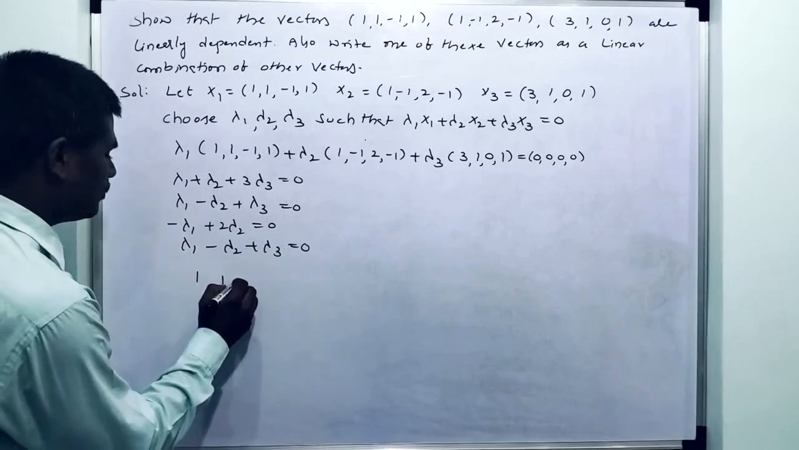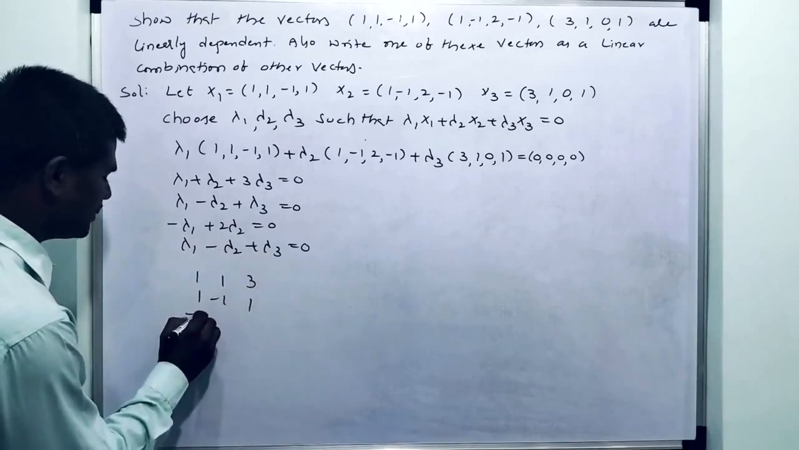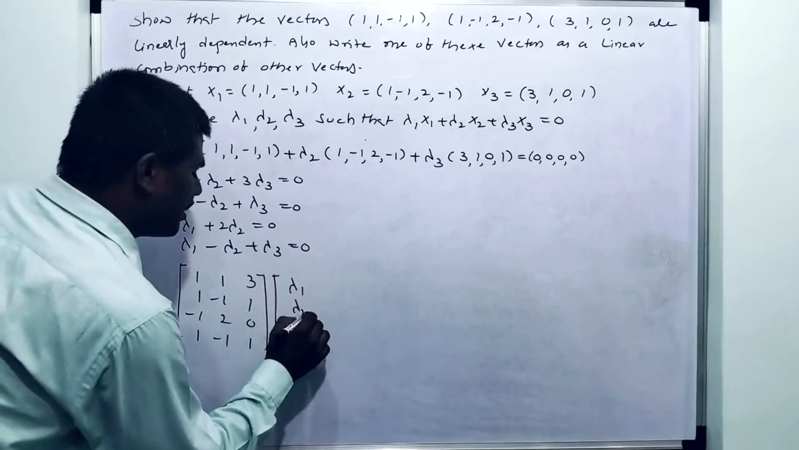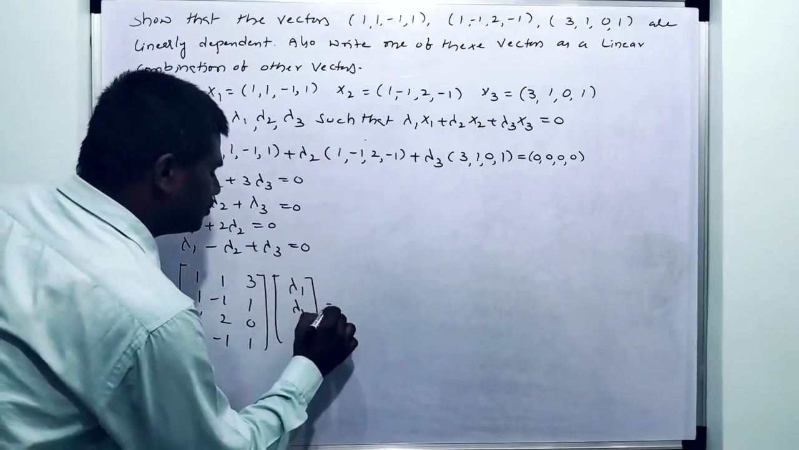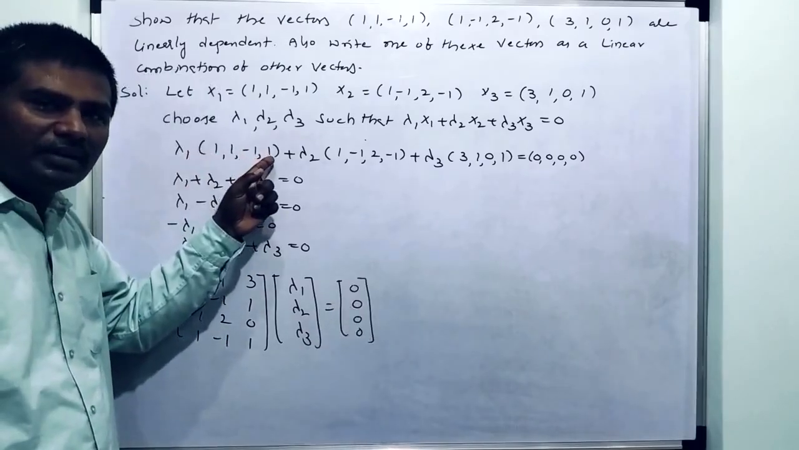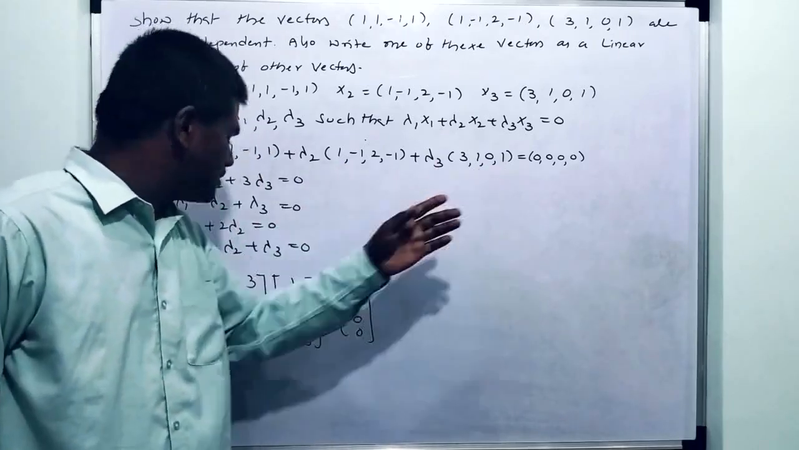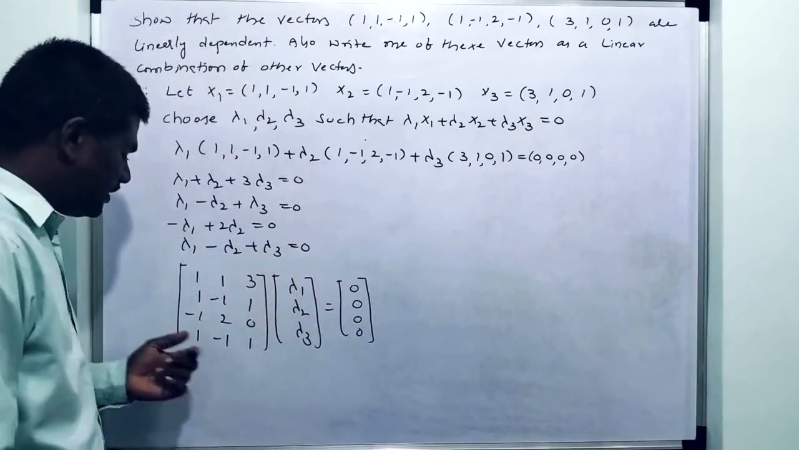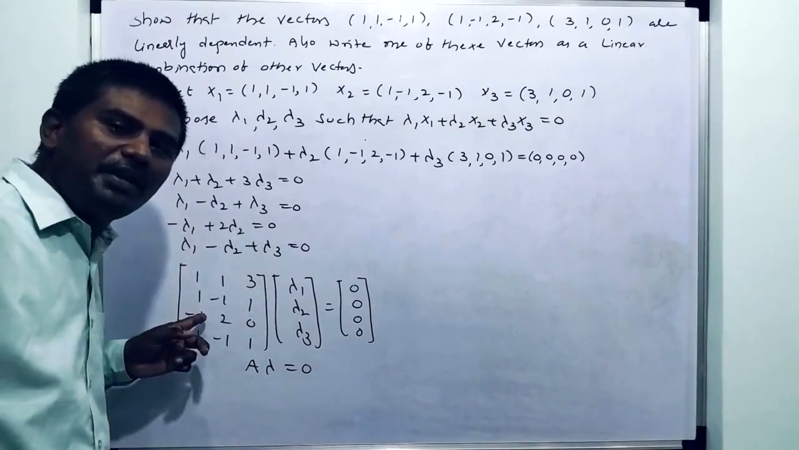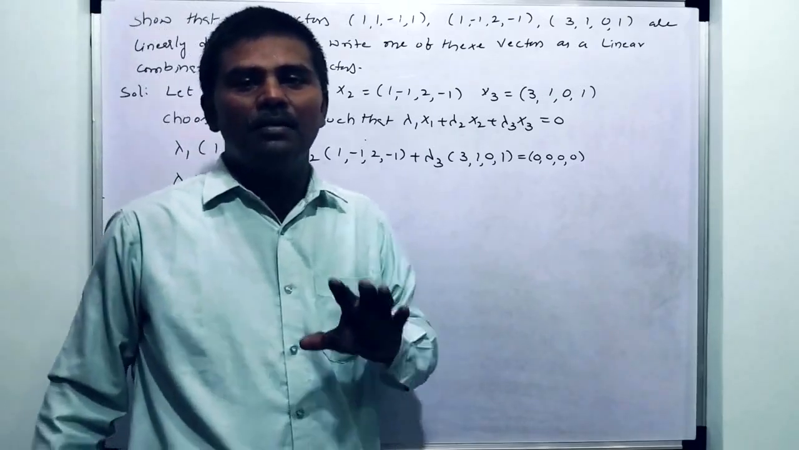How? The matrix with rows (1, 1, 3), (1, −1, 1), (−1, 2, 0), (1, −1, 1) into (λ1, λ2, λ3) equal to (0, 0, 0, 0). You can notice that this first vector can be written as the first column of the matrix, this one is also the second column, and this one the third column. Now let us say this is Aλ equal to 0. Let us reduce this into echelon form to show whether the given vectors are linearly dependent or independent.